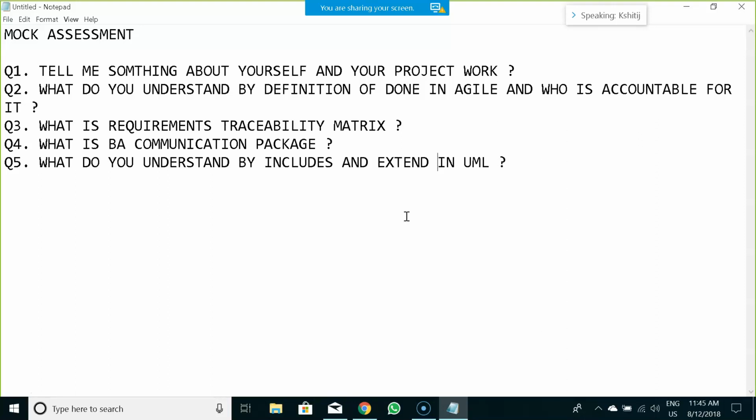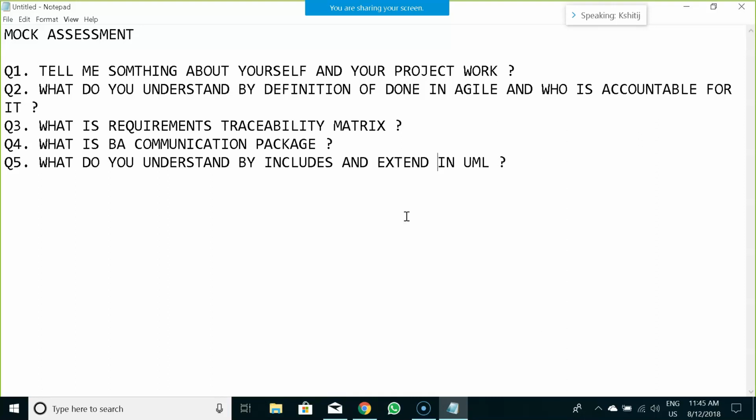For example, include is a relationship used to identify relationships between use cases, and it is used specifically to reduce duplication of functionality by factoring out the common behavior. And the extend relationship is used to show special or exceptional cases for a use case. Let's take an example for the include relationship: a login function is a good example of an include relationship.